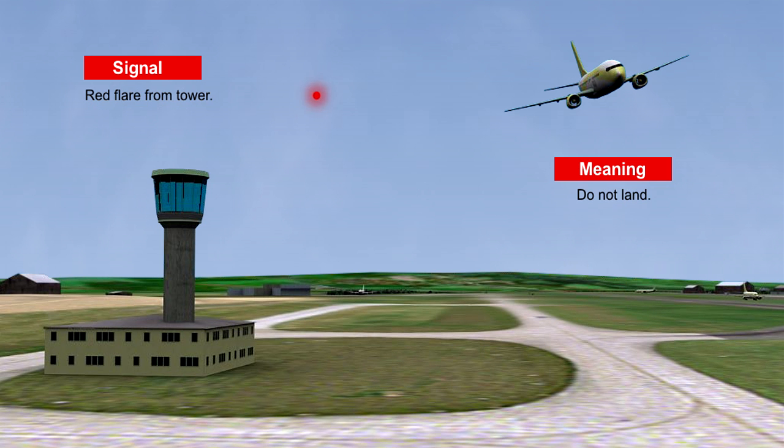A red flare from air traffic control to an aircraft in flight means that the pilot must not land, whereas a red flare from an aircraft means that the aircraft requires immediate assistance.